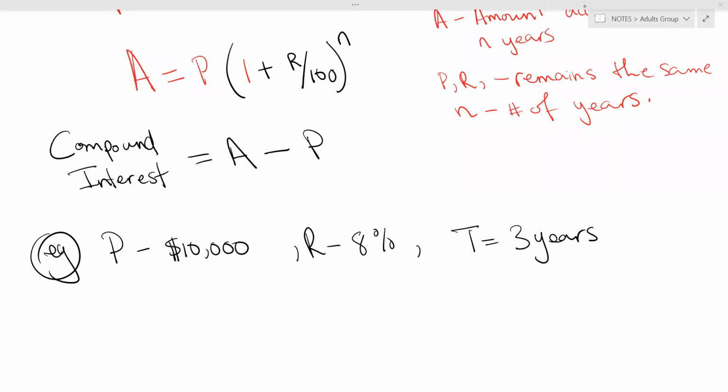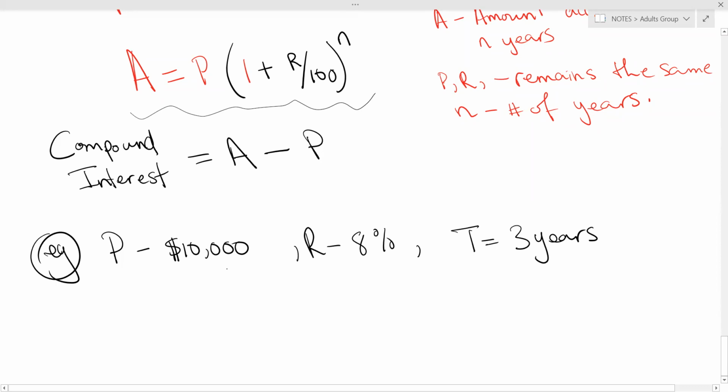So our compound interest is equal to the amount accrued minus our principal. After we work out our A, this is just the principal and the interest after several years. To find the interest alone, we say the amount accrued minus the principal, which will give us our compounded interest.